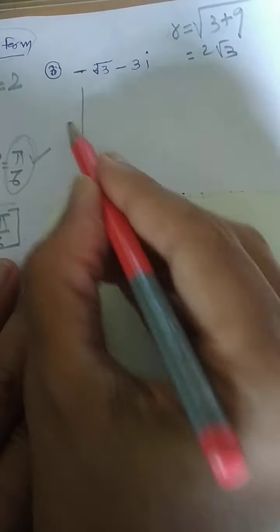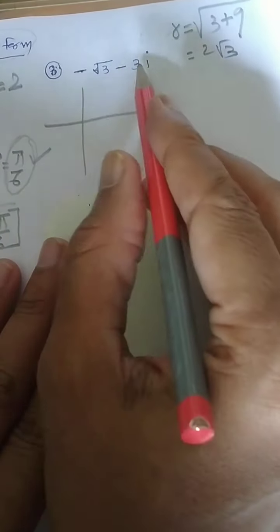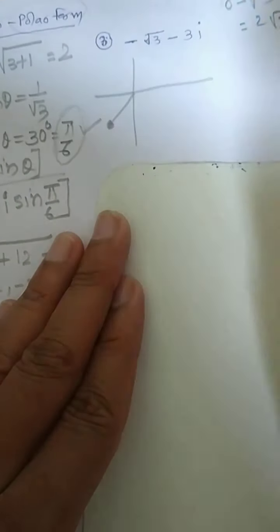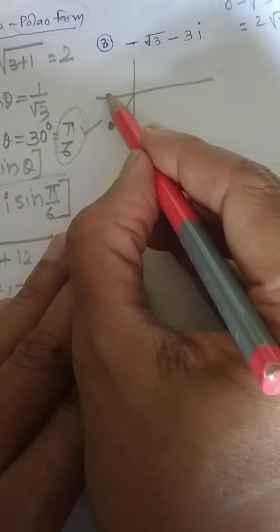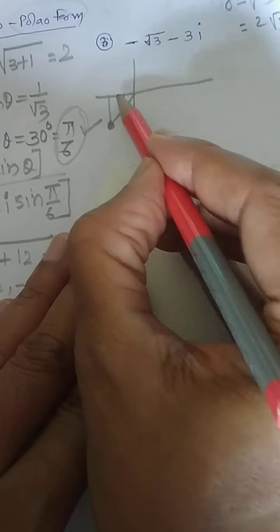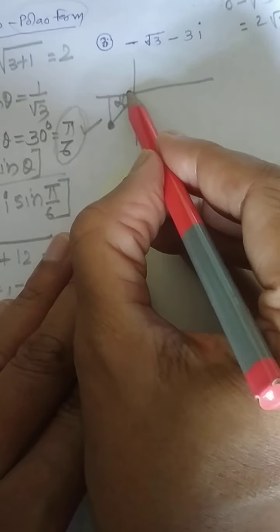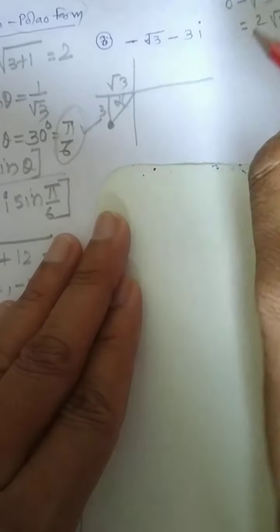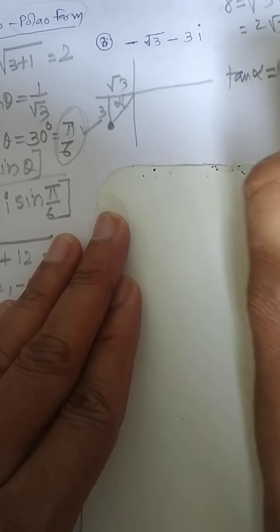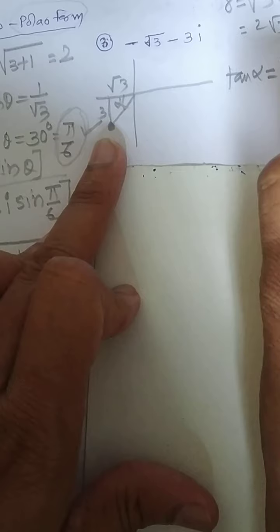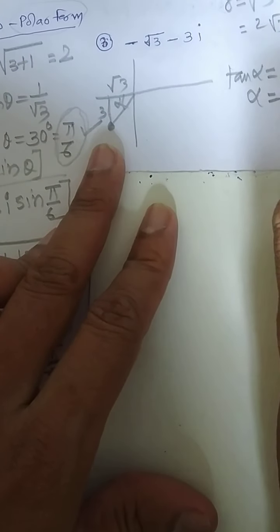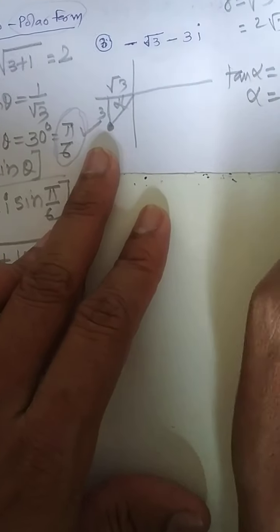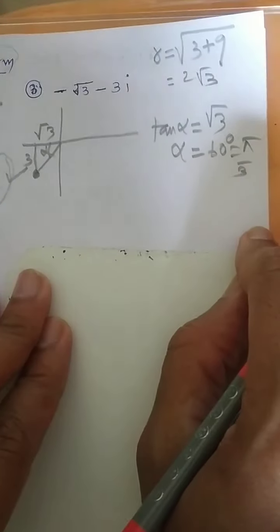Now where will this location be? Both are negative, so it will be somewhere over here. This length is nothing but 2 root 3. Now just talk about the angle. I am writing alpha over here. This side is root 3 in magnitude, and this is 3. What is tan alpha in this picture? It will be 3 by root 3, which is root 3. So alpha in this case will be 60 degrees, which can be written as pi by 3.